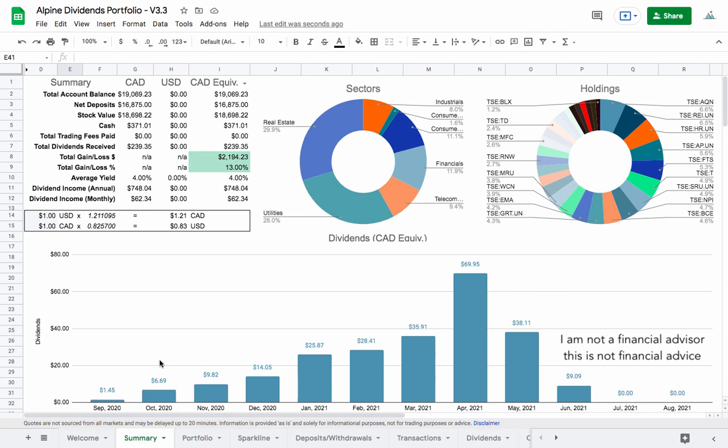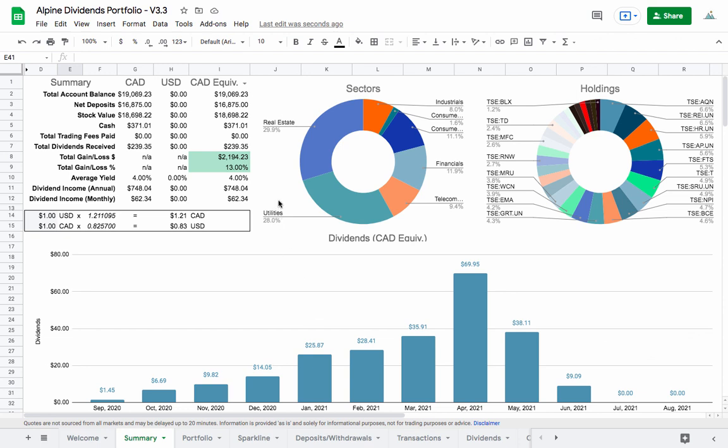And if you're new, what I'm doing is I'm a Canadian investor and I'm buying and selling mostly dividend paying stocks on the Toronto Stock Exchange. I'm using Wealthsimple Trade to do that, which is an awesome no-fee trading app in Canada. And I'm just tracking my progress with this custom Google Sheet that I've made.